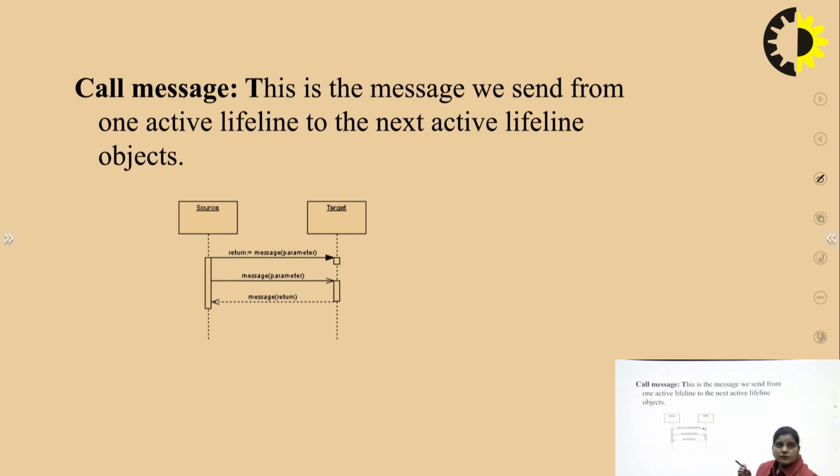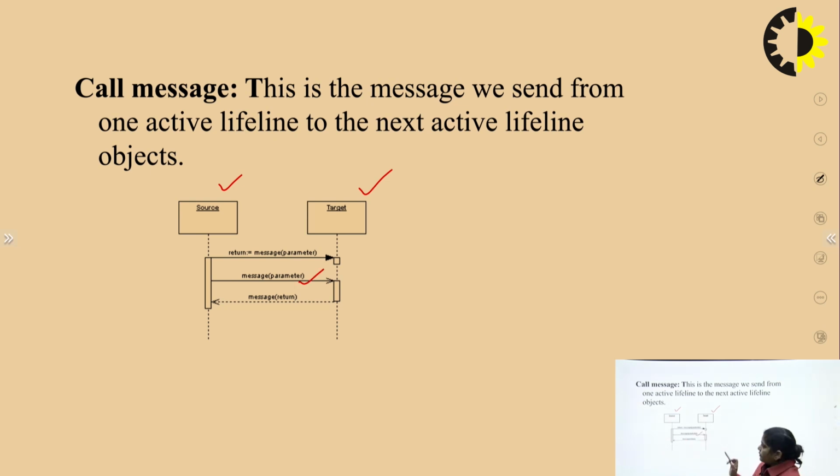This is the message which we send from one active lifeline to another active lifeline object. Just like in this given example, there are two different objects, one is the source and the second one is the target, and these are the messages communicated between these two objects. Call messages are simple messages communicated between different objects. Here, from the source, the message is passed as a parameter.